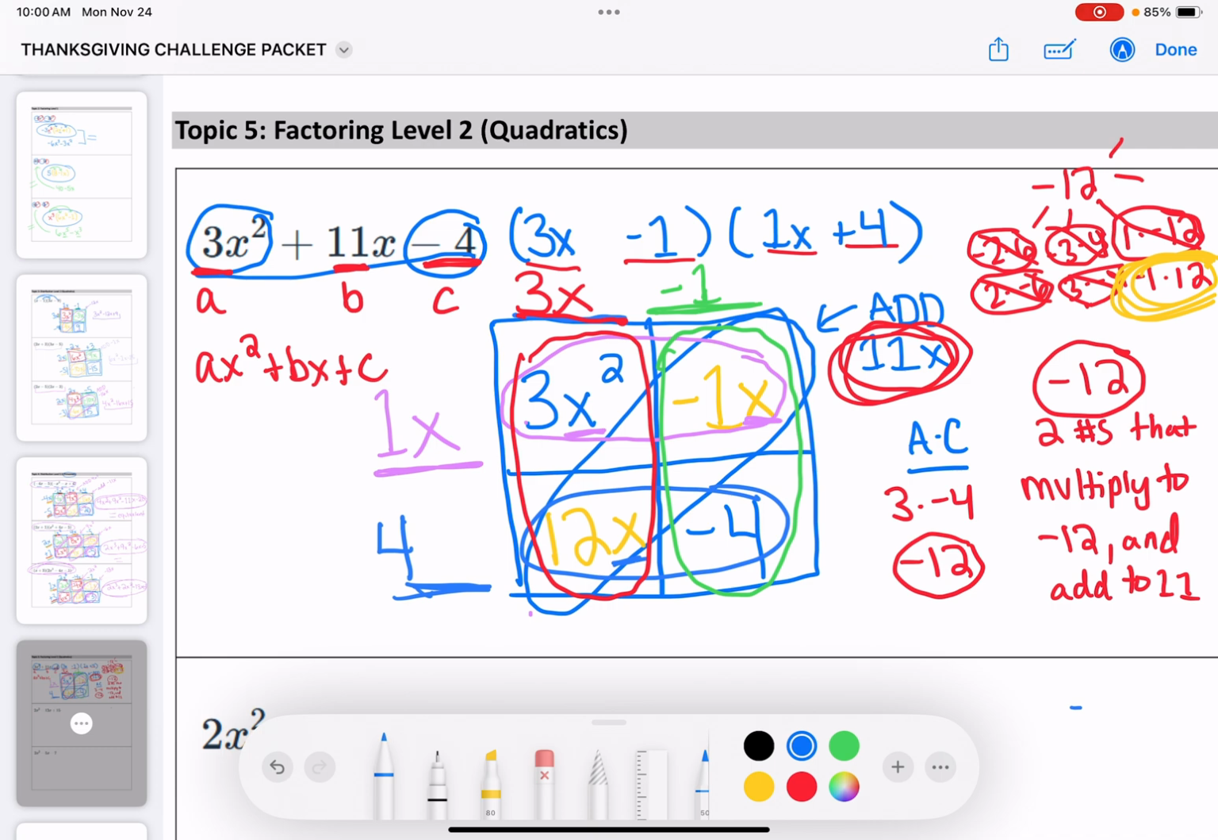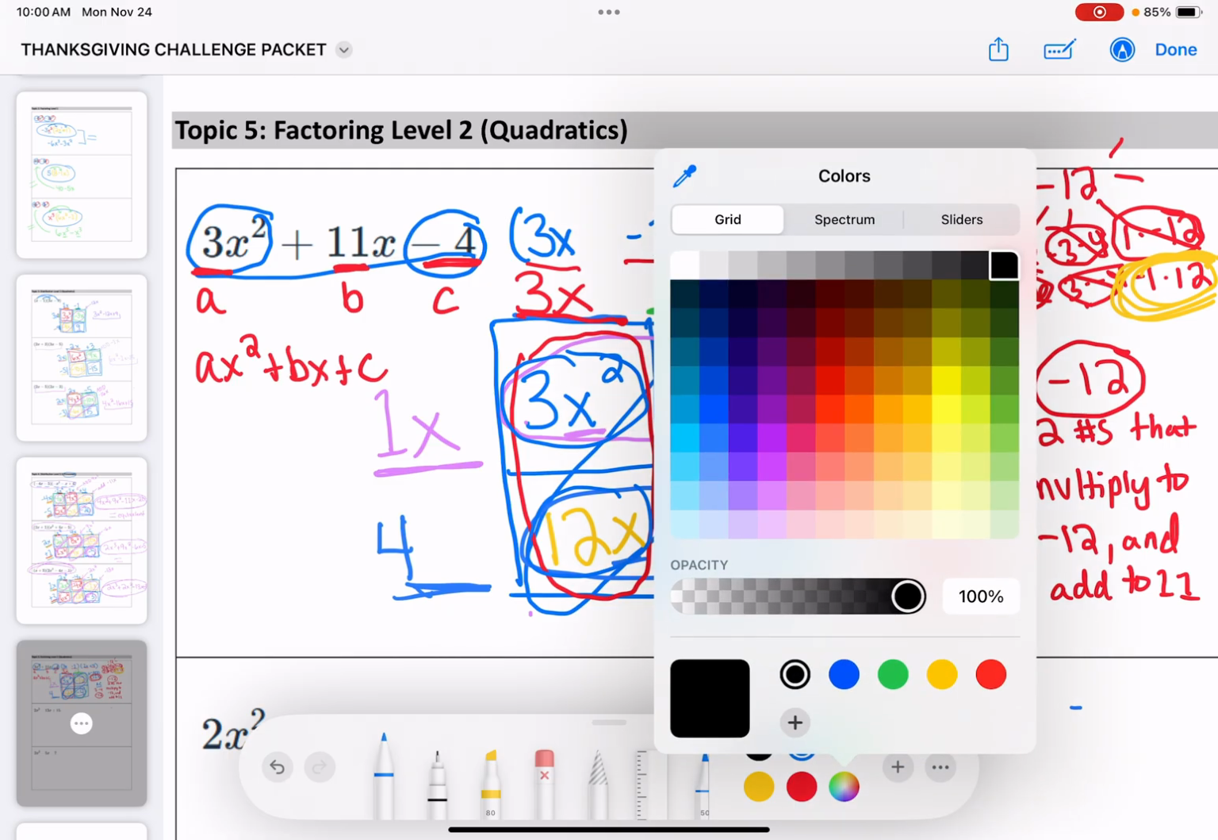One way to check would be on Desmos. I can also just check like this box. 3 times 1 is 3. X times x is x squared. This box, 1 times -1 is -1. There's an x. 3 times 4 is 12. There's an x. And then -1 times 4 is -4. So I literally went backwards from what we were doing before.